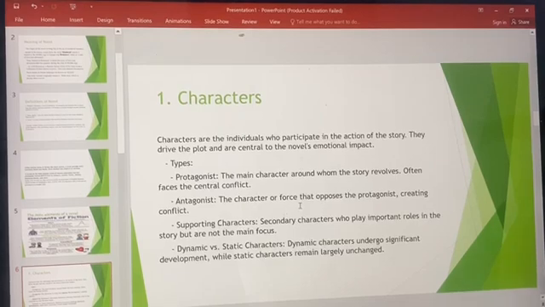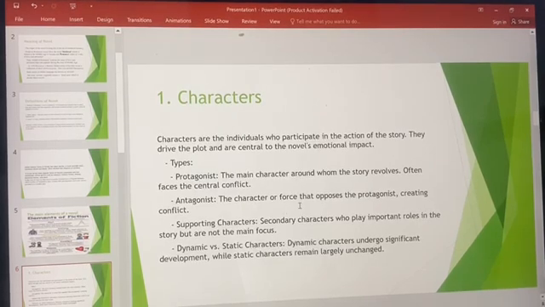So let's study characters. Characters are the individuals who participate in the action of the story. They drive the plot and are central to the novel's emotional impact. We have different types of characters. We have a protagonist. Protagonist is the main character around whom the story revolves. Often faces the central conflict.